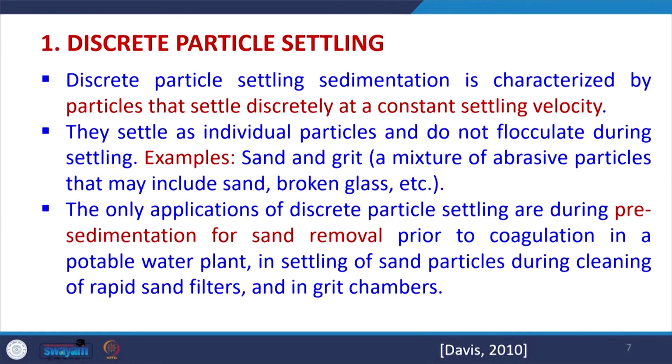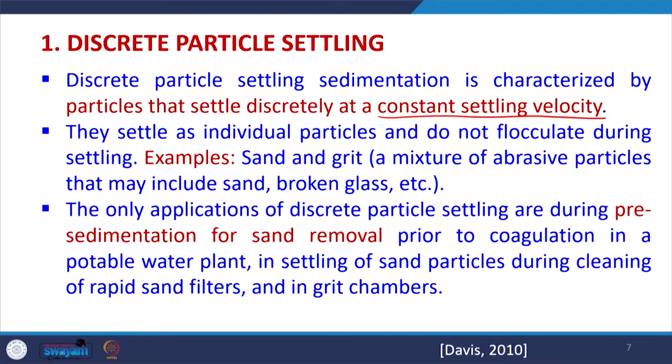So, today we will be only concentrating on discrete particle settling. Discrete particle settling is characterized by particles that settle discretely, that means they are not affected by each other, and they will settle down after some time with a constant settling velocity, which is also called the terminal velocity.